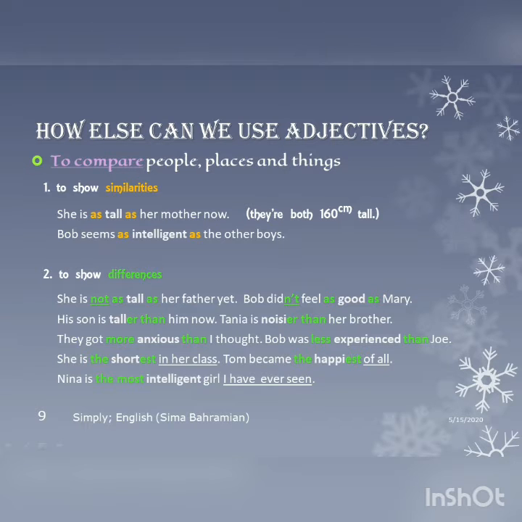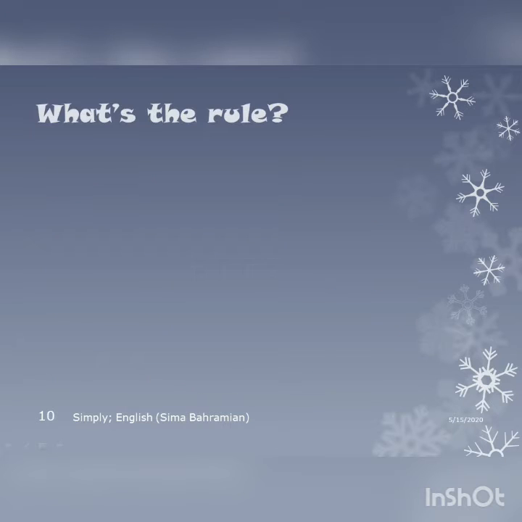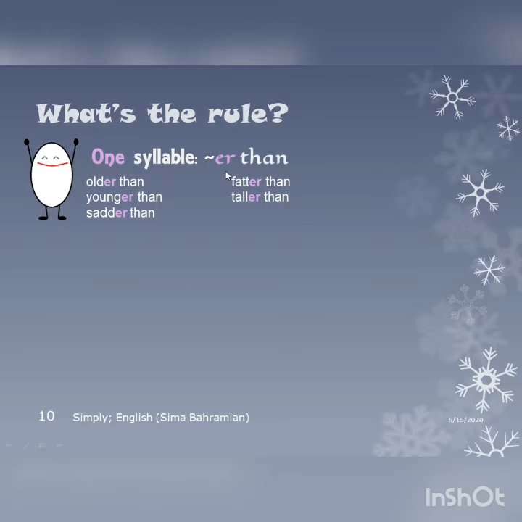Now, what are the rules? When do we need er? When do we need more? When do we need est? When do we need most? You should be very careful with the number of syllables an adjective has. As you can see, our friend here is alone. There's just one syllable, so you very easily use er. She's nicer than I thought. I'm a lot shorter than he is.